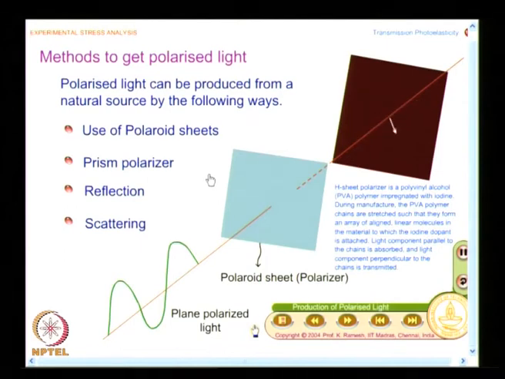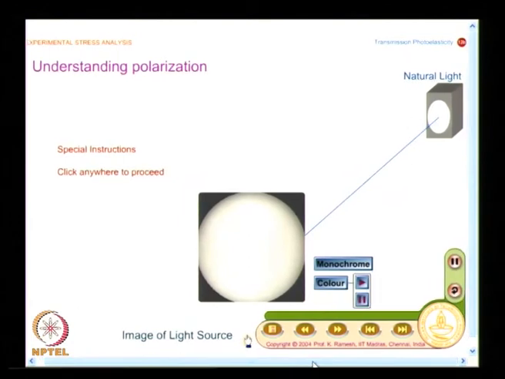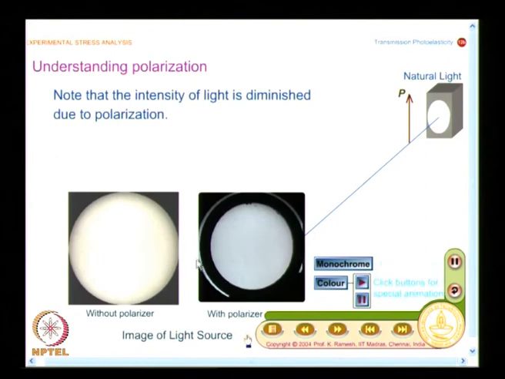And this we will have a look at in a slightly different fashion. So, what we are going to do is, I have a light box and this is the screen. I do not have any optical element in between, so I see a light with a certain level of intensity, and what I am going to do now is introduce a polarizer. The moment I introduce a polarizer, the light intensity which was like this gets diminished.